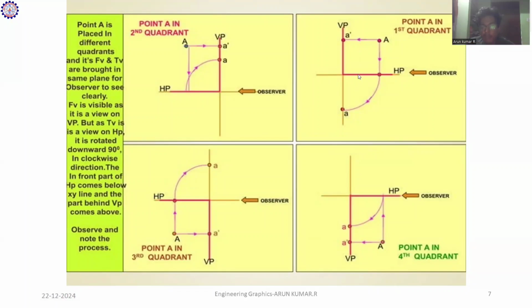Some dimension values are also given in your problem. Based on the dimension values, you locate the points like A dash and A. Similarly, we have to solve the second quadrant, third quadrant, and fourth quadrant. We shall see how to solve based on the question for the first, second, and third quadrants in further classes.